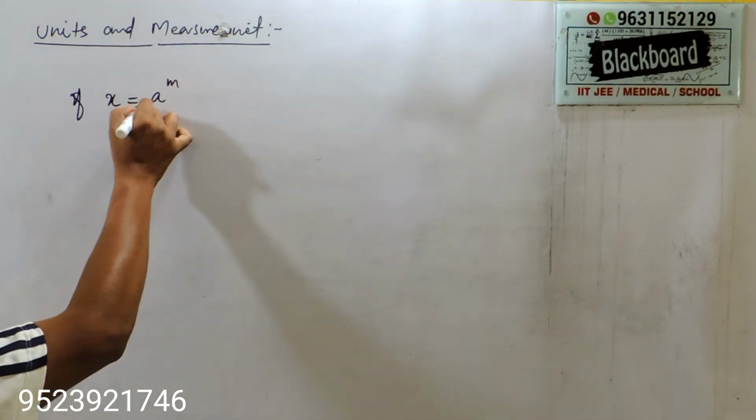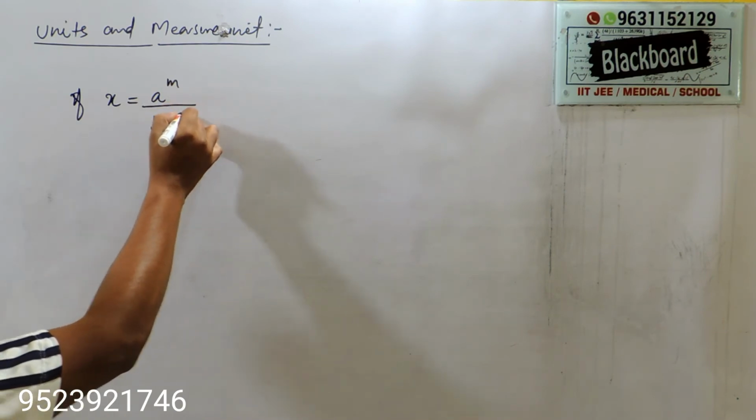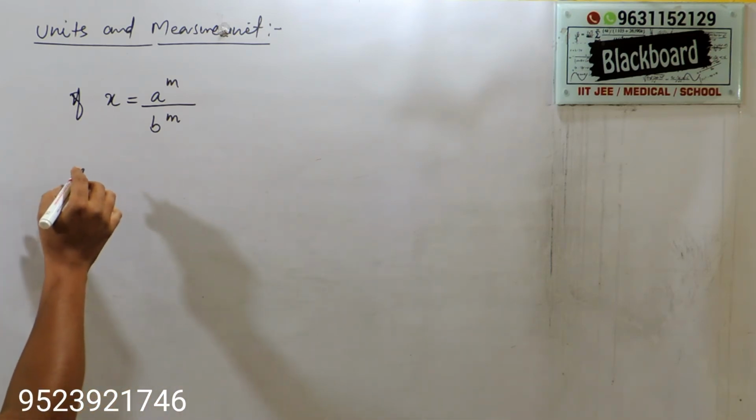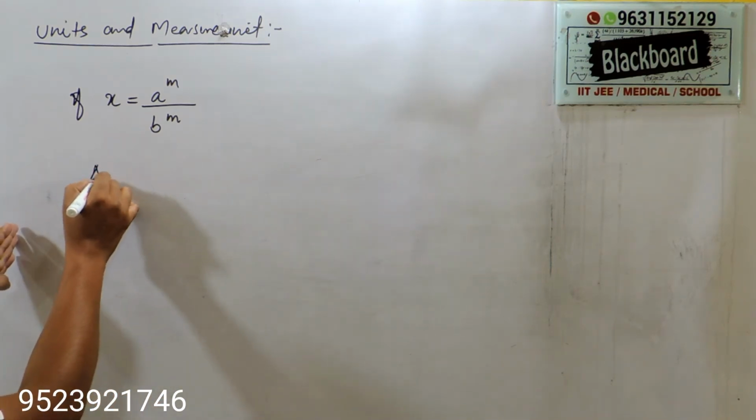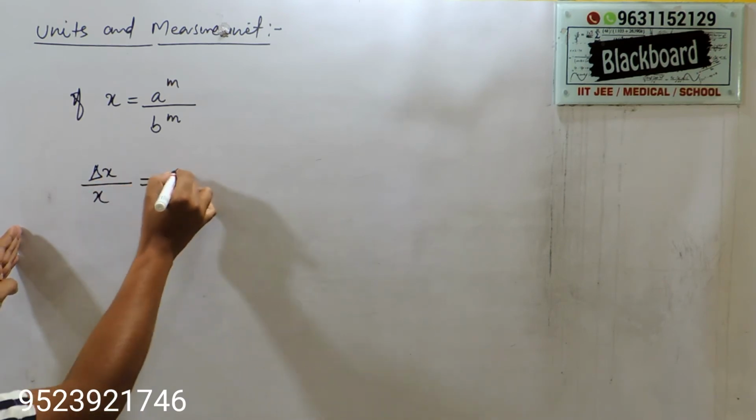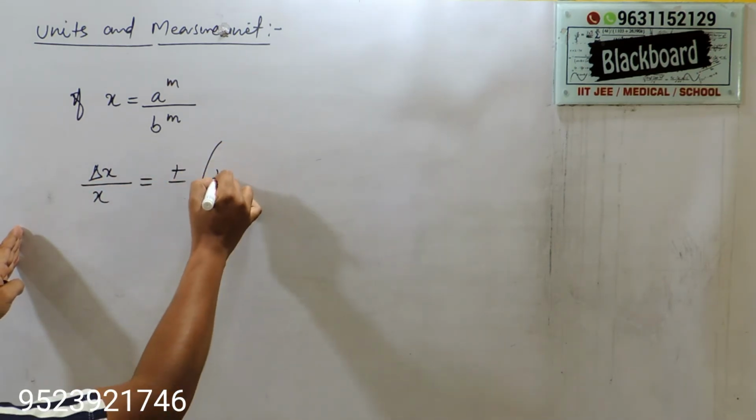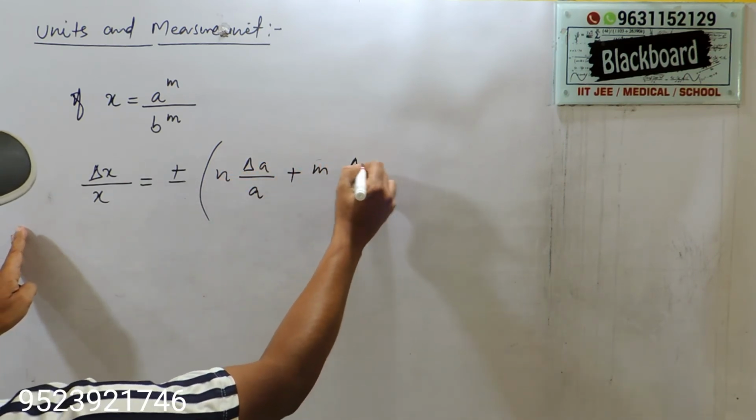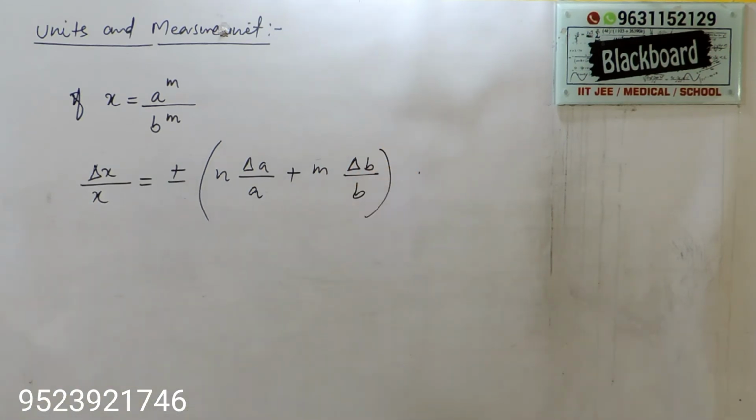If x is equal to A to the power n divided by B to the power m, and absolute errors in A and B are plus minus del A and plus minus del B, then the maximum fractional error is given by del x by x is equal to plus minus, n del A by A plus m del B by B. Here absolute errors in A and B are plus minus del A and del B.